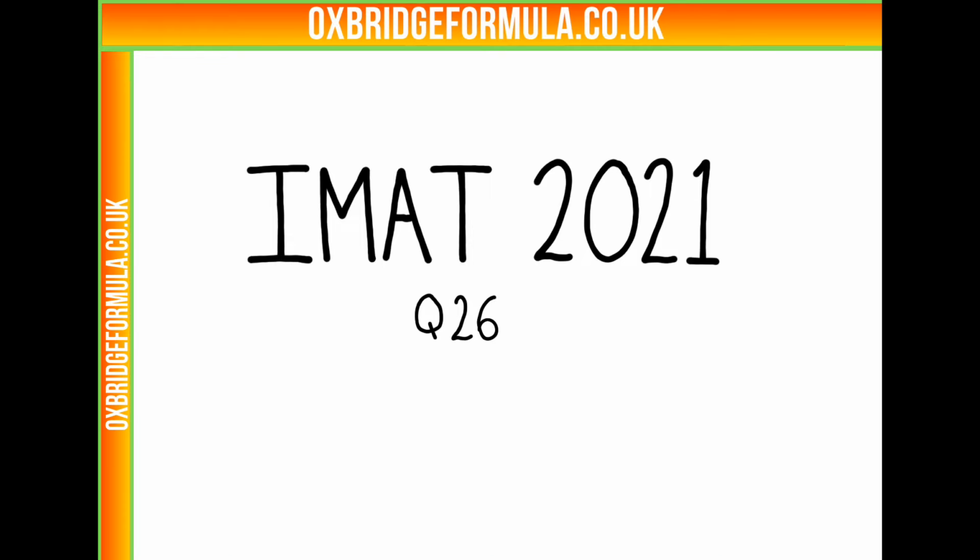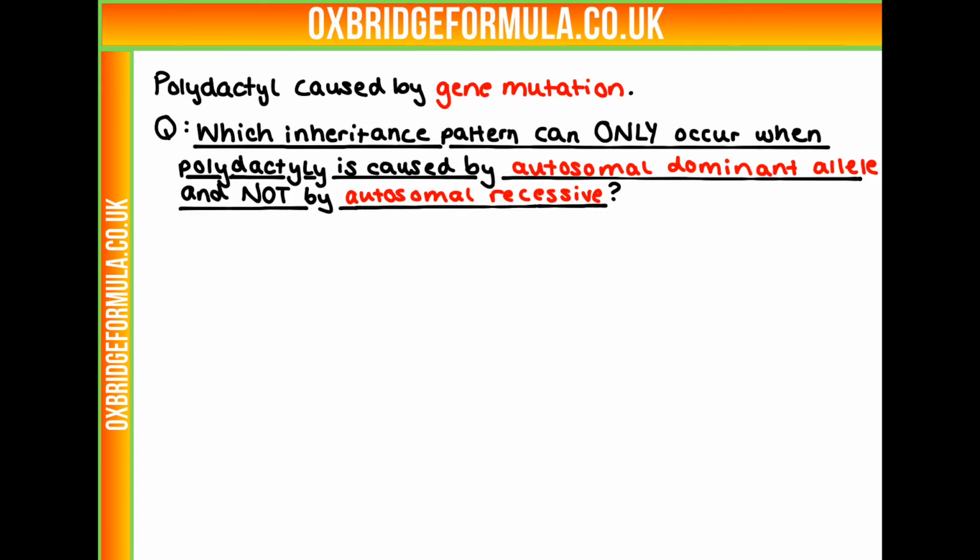This is IMAT 2021, question 26. So we're told that polydactyly is caused by a gene mutation, and we have a set of pedigree diagrams, and we need to work out which inheritance pattern can only occur when polydactyly is caused by an autosomal dominant allele and not by an autosomal recessive.